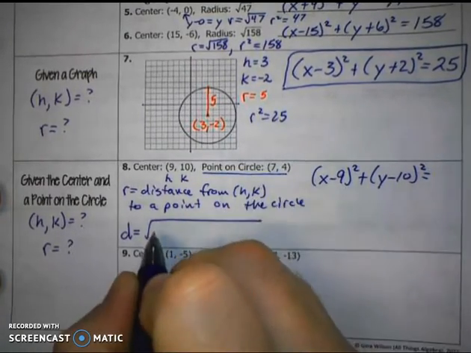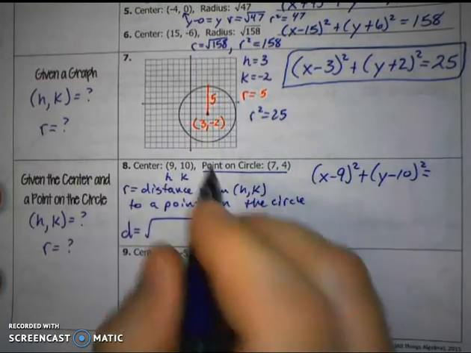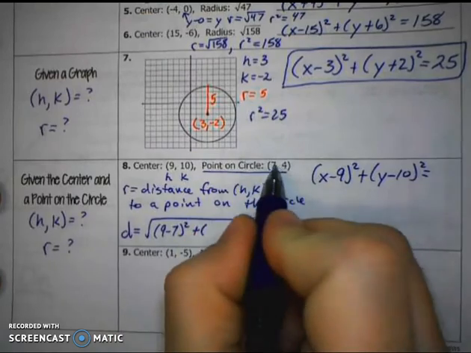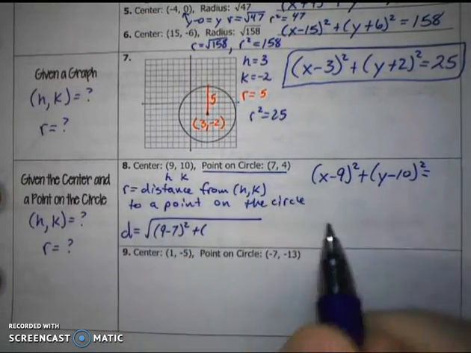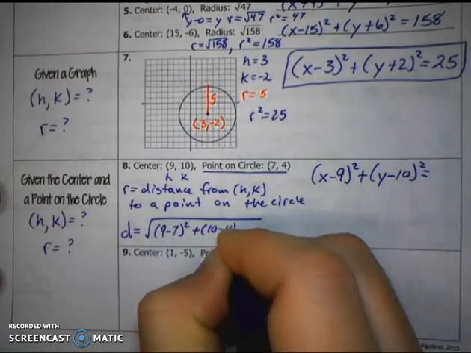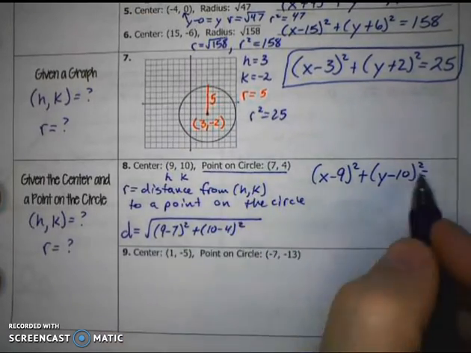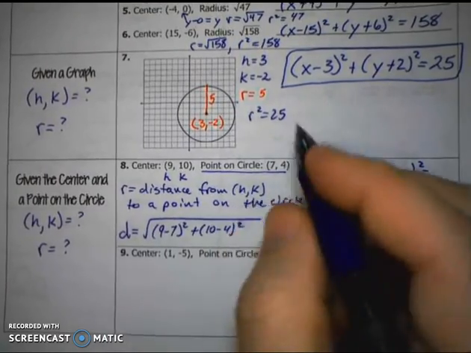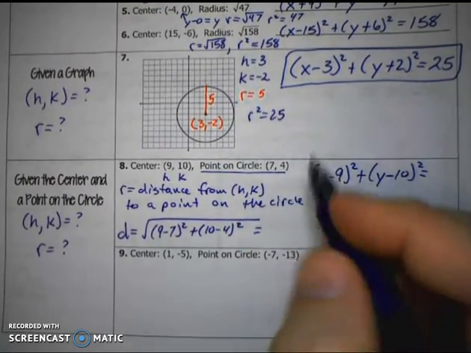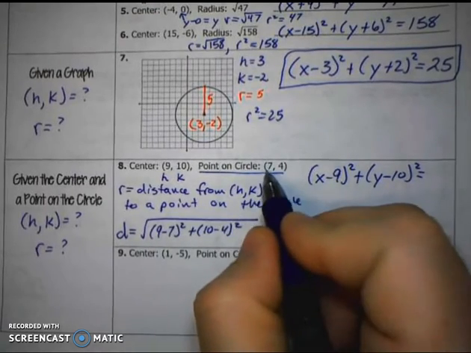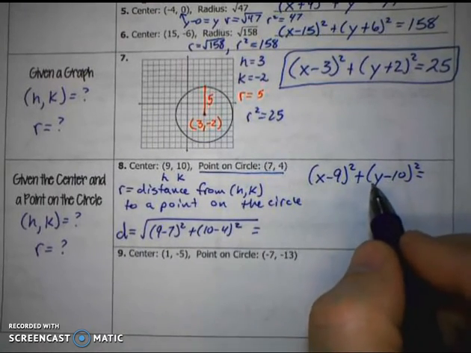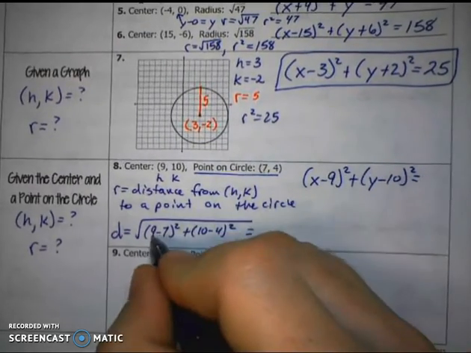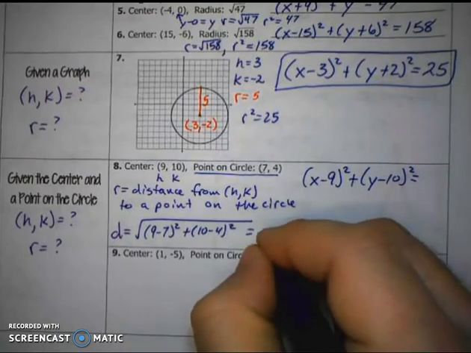So I'm going to remember my distance formula. I take the x coordinates and subtract them: 9 minus 7 squared. And the y coordinates and subtract them: 10 minus 4 squared. Now you'll notice the distance formula looks very similar to what we have here. So all I'm really doing is plugging in the given points for x and y into this, and I'm getting an answer for r that way. So 9 minus 7 is 2. 2 squared is 4.